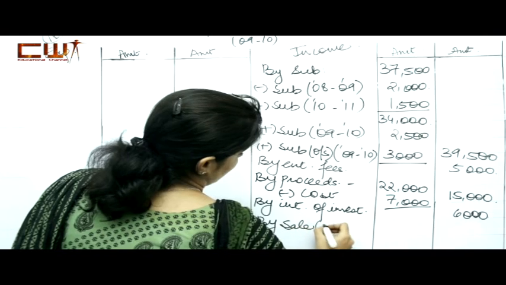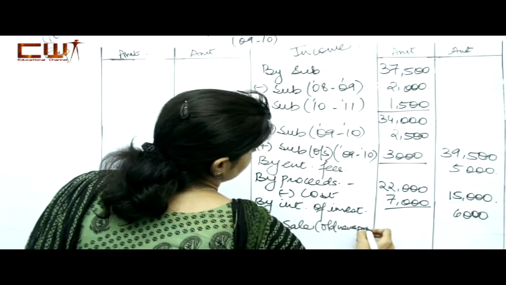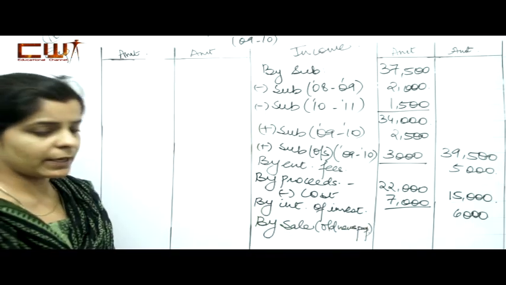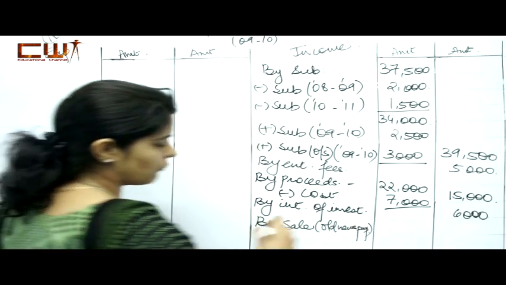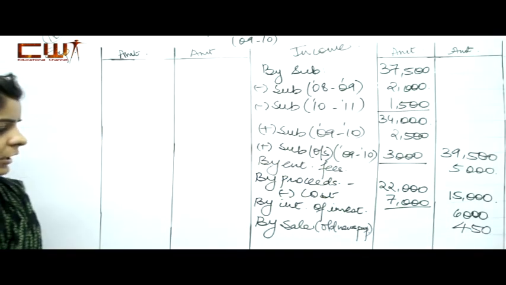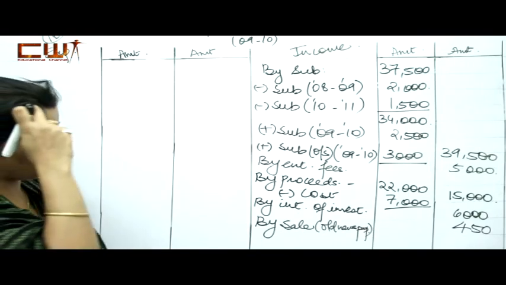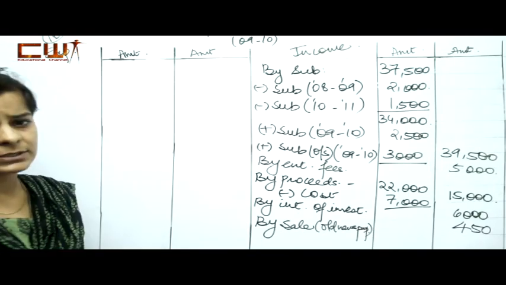By sale of old newspaper, right? How much are you getting by the sale of newspaper? 450. Write it here directly, if there is no adjustment. So sale of old newspaper will also come because that is part of income to you, right? Come on to the expenditure side.